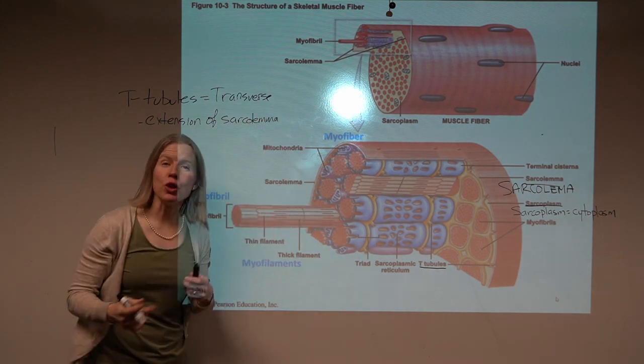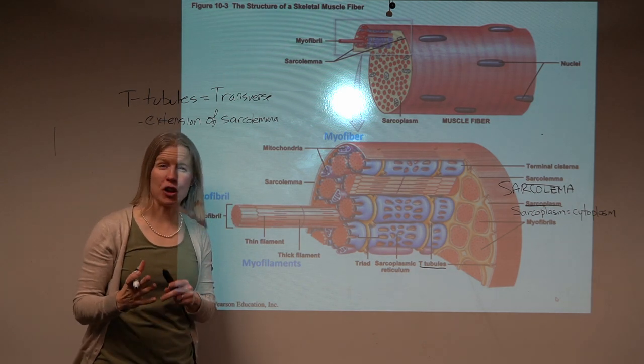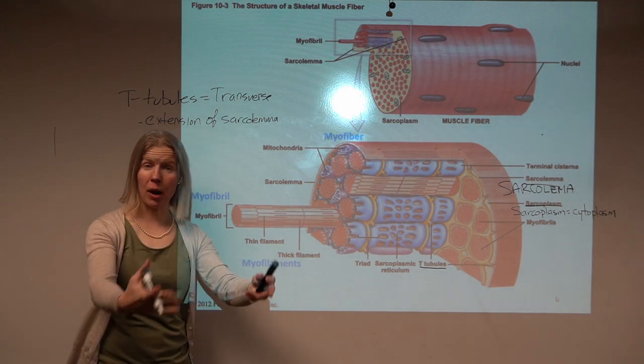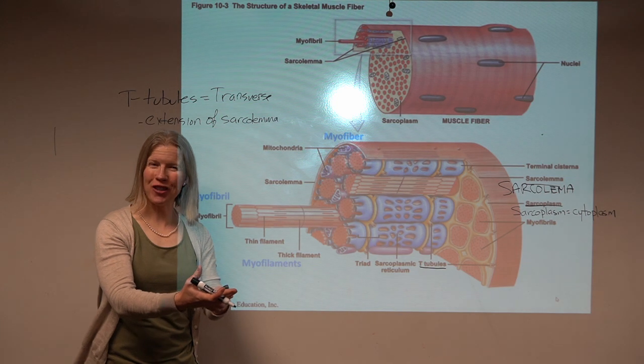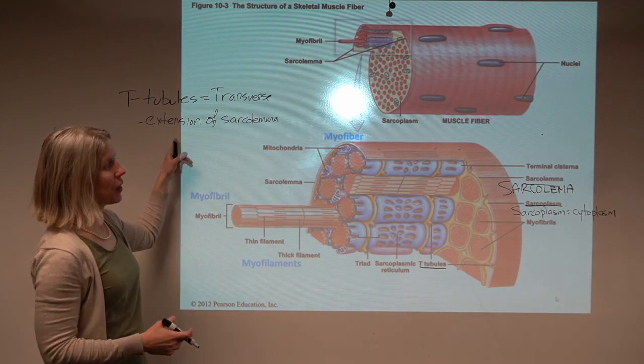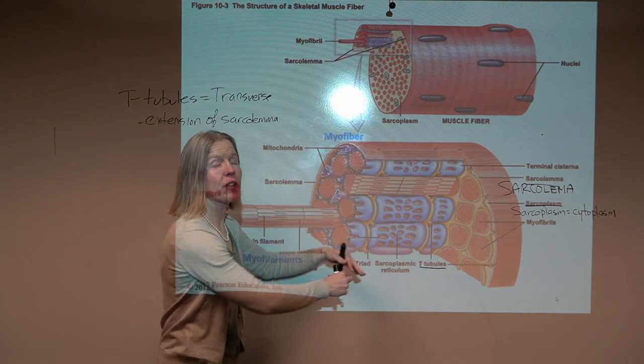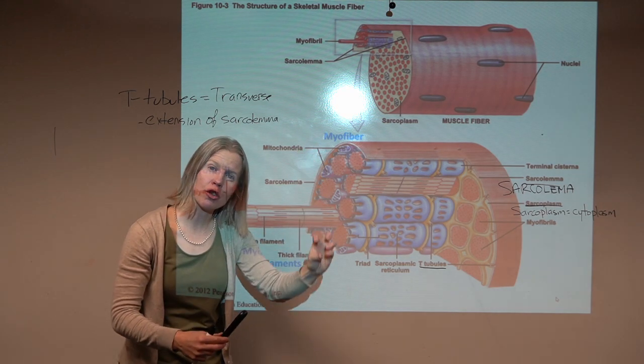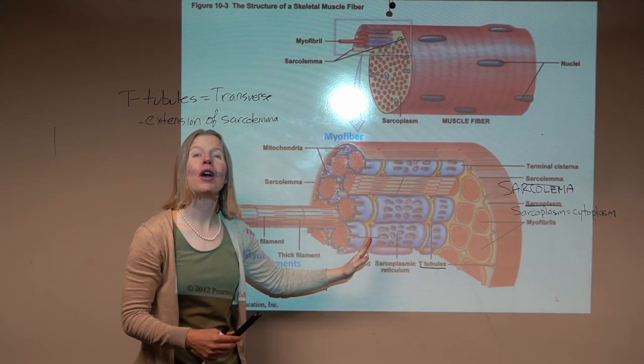Now, one of the things we'll look at, the sarcolemma is actually capable of carrying and propagating an electrical charge, and that is also then going to be true of the T-tubules and is going to help us carry these electrical messages deep down within the cell.